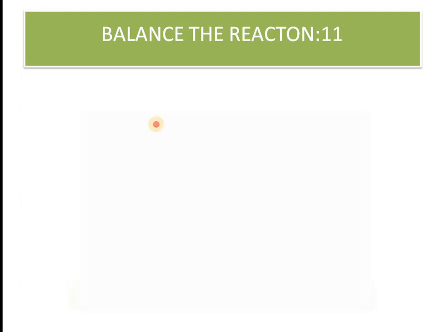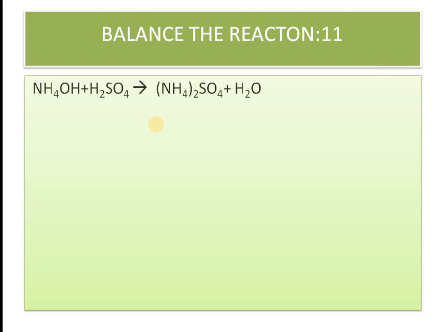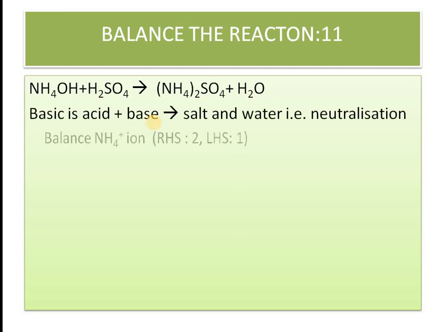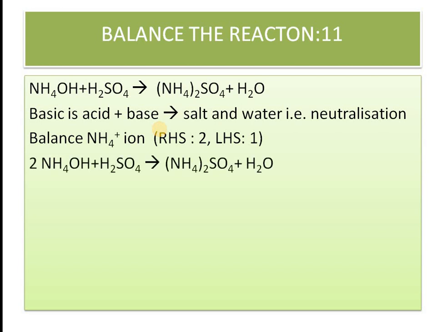Similarly, the next one is also the same type: base plus acid gives salt and water. The very important point I am going to tell you is to simply check ammonium. Ammonium NH4, how many on the left? 1. Right-hand side, how many? 2. So multiply by 2. That's all. Instead of going into nitrogen, hydrogen and all that, you can check ammonium directly.